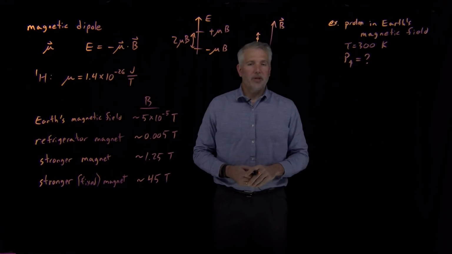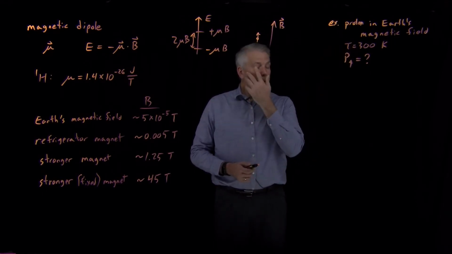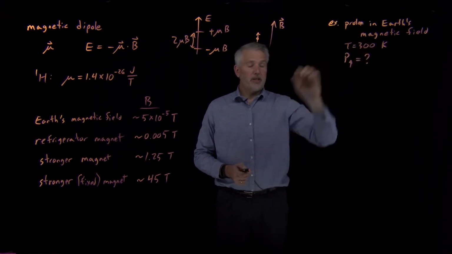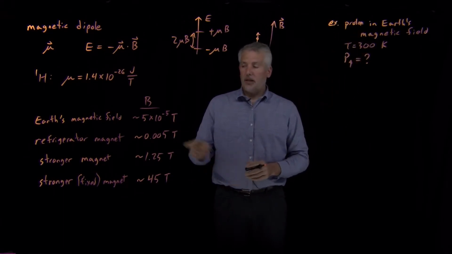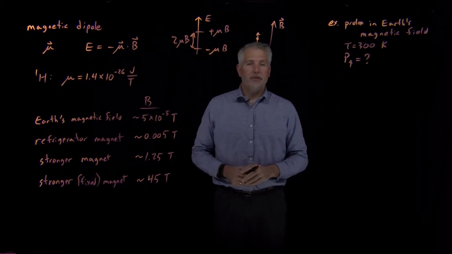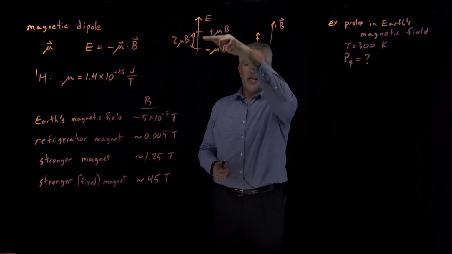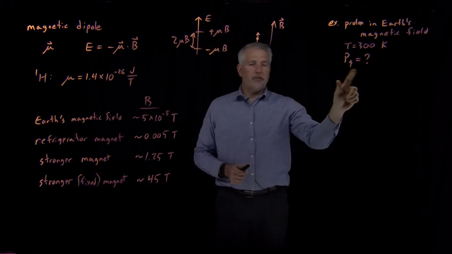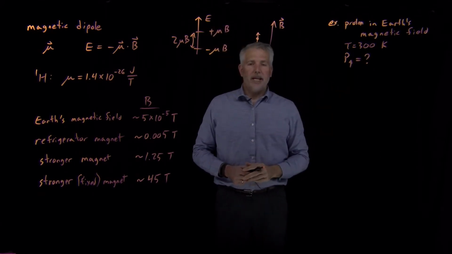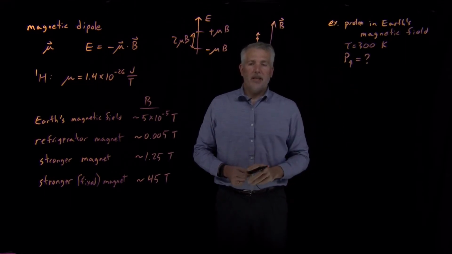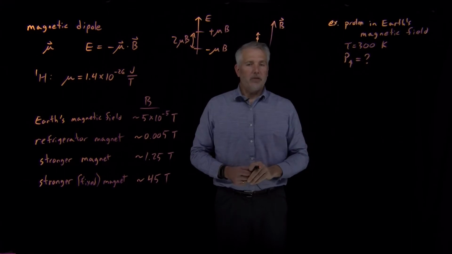Let's say we have a proton in Earth's magnetic field, like almost every proton in any compound that we would make in the laboratory. All those protons are experiencing a magnetic field of about 5 times 10 to the minus 5 Tesla. So what that means is there's going to be slightly more of them in the ground state than in the excited state. So let's see if we can figure out how large that excess is.